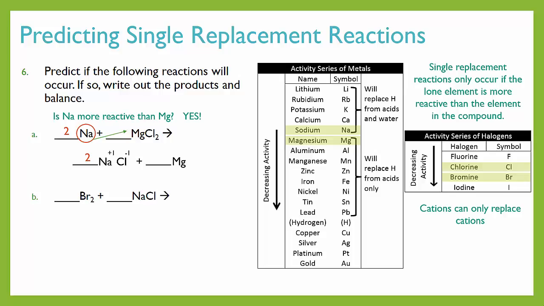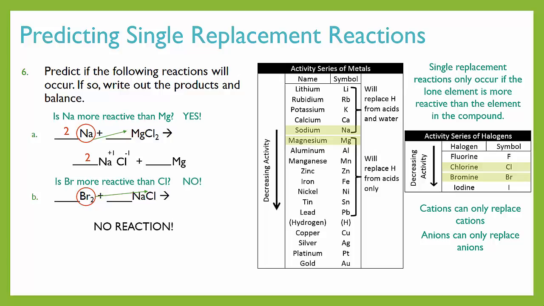Next, the lone element is going to be bromine. So anions like bromine can only replace other anions. So in this case, my anion is chlorine. So will bromine replace chlorine? Only if bromine is more reactive. And if we look at the activity series for halogens, we see that bromine is actually less reactive, which means that this reaction's not going to occur.